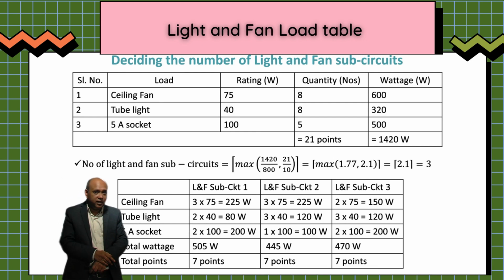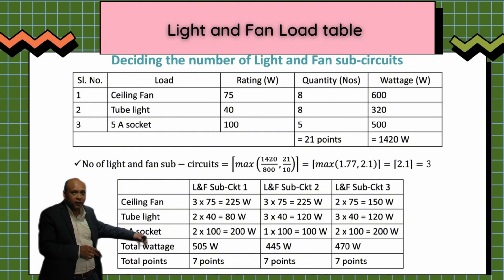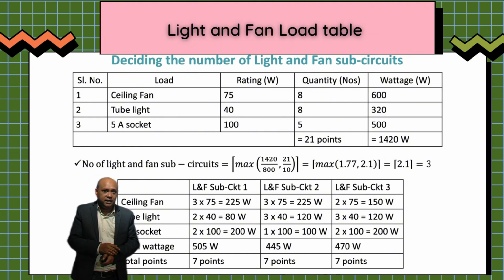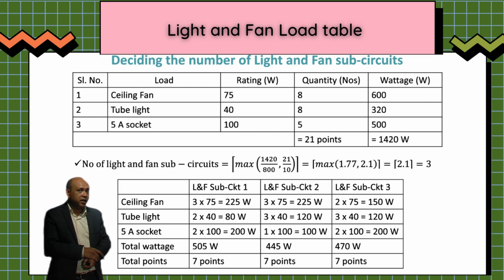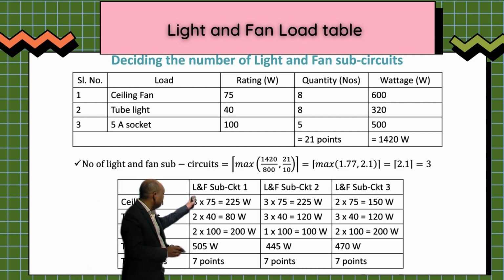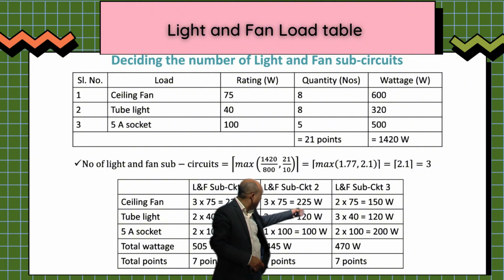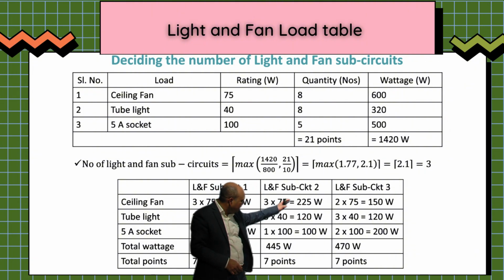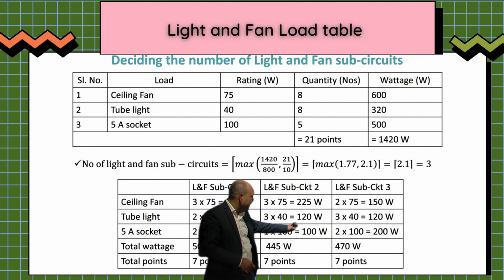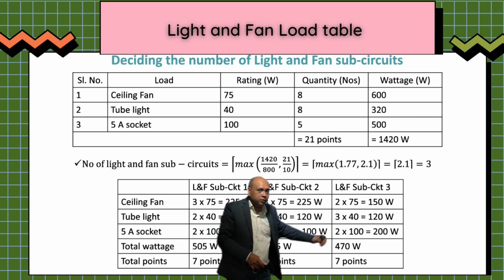In this example, each subcircuit feeds 7 load points, with the load on each subcircuit remaining under 800 watts and 10 points. So here you can see in the table that for subcircuit number 1, the total wattage is 505 watts, which is less than 800, and the number of load points is 7, well within the limit. Similarly, in subcircuit number 2 also, the limits are not violated, and in subcircuit number 3 also, we are within the limits.